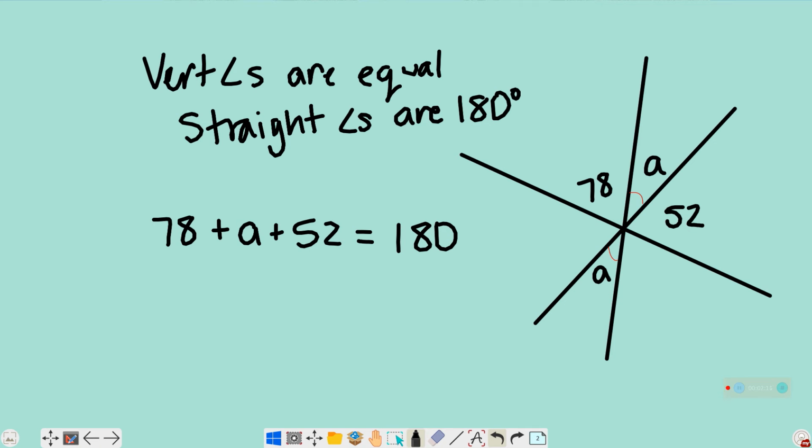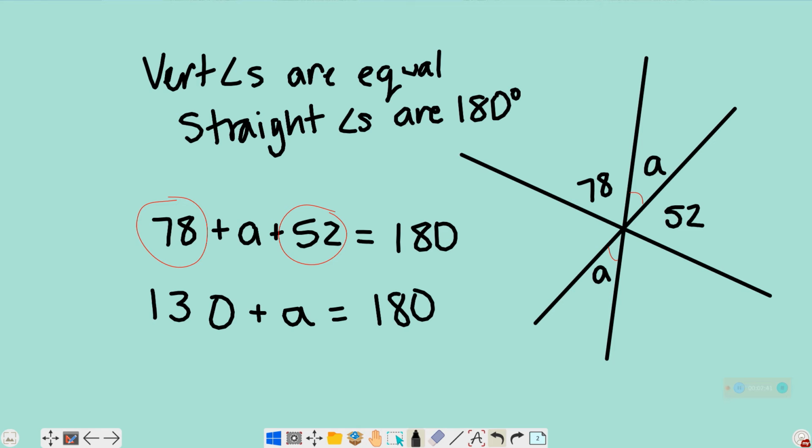Now we have to combine like terms. So we're going to combine both of the number pieces together, 78 and 52. When you combine that, 8 and 2 make 10. And then we've got 70 plus 10 plus 50, which gives you 130, plus A equals 180.